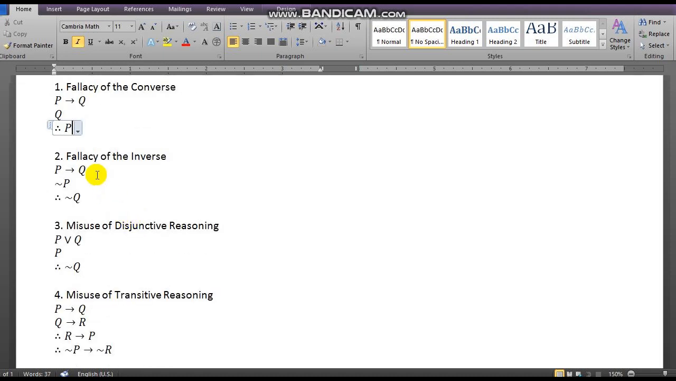For our second fallacy, we have what they call the fallacy of the inverse. P implies Q is true, and not P is also true. This means that saying that not Q is true is a fallacy. Just because the antecedent is false doesn't necessarily mean that the consequent is also false, since in a conditional statement, false true is still true, while false false is still true.